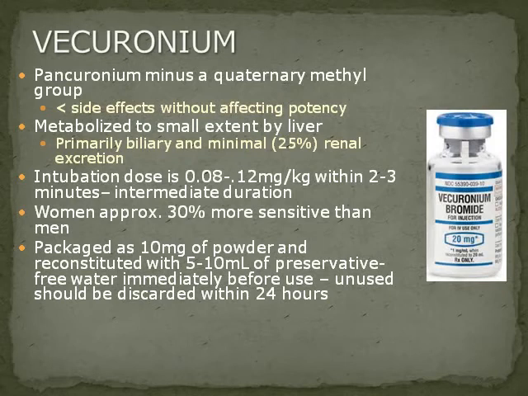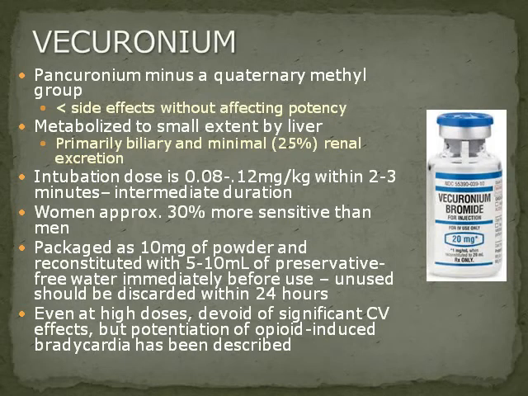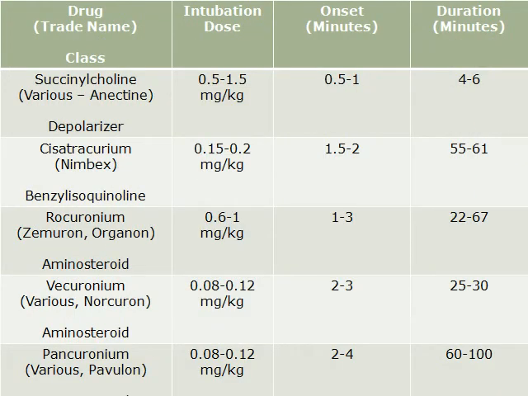Vecuronium is packaged as 10 mg of powder, which is reconstituted with 5 to 10 ml of preservative-free water immediately before use. Unused portions are discarded after 24 hours. Even at high doses, vecuronium is devoid of significant cardiovascular effects, but potentiation of opioid-induced bradycardia has been described in the literature. This slide describes dosing guidelines and pharmacodynamic parameters of neuromuscular blocking agents.